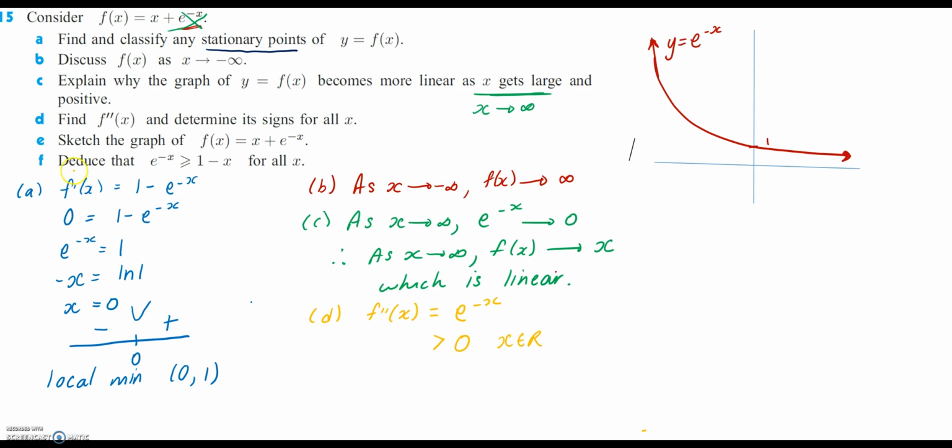Alright, and now we've got to deduce that e to the minus x is greater than or equal to 1 minus x. You go, well, how on earth are we meant to do that? Well, if you go back and look at your original function, here's our graph that we've drawn really quickly. Now deduce this expression here. Because you've proved that this is the minimum, this y value is your minimum value, which means every other point is greater than that.